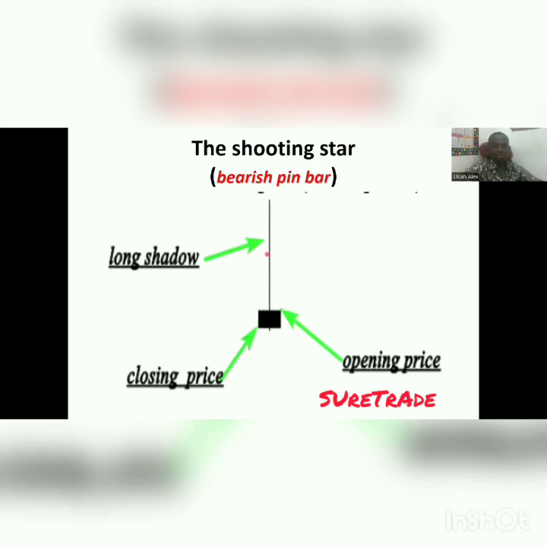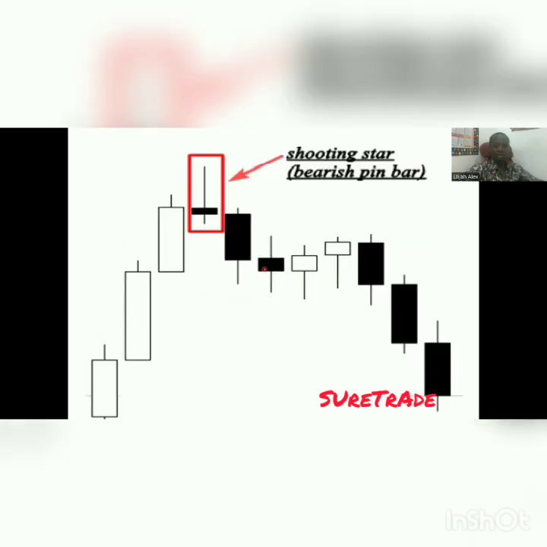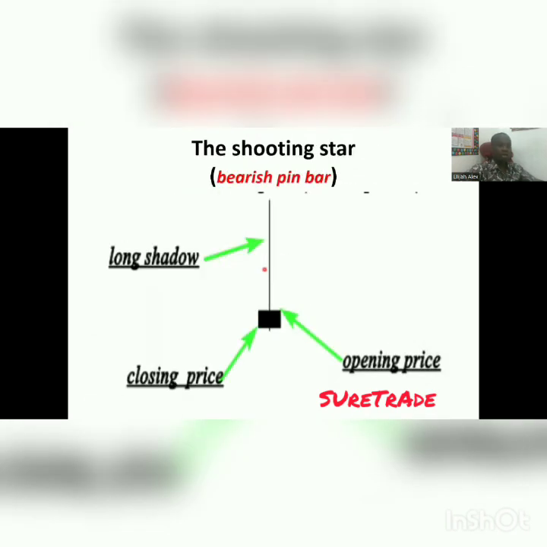Next is the bearish pin bar, or you can call it the shooting star. The shooting star is simply a bearish reversal pattern in an uptrend, where the trend is trading up to the moon. When it gets to a key level, you watch what pattern comes up.